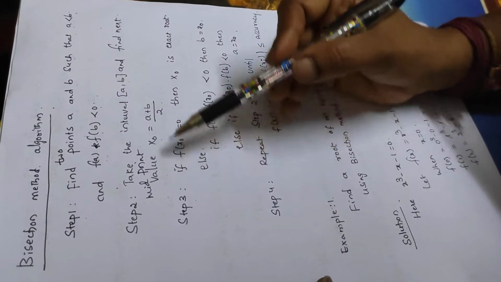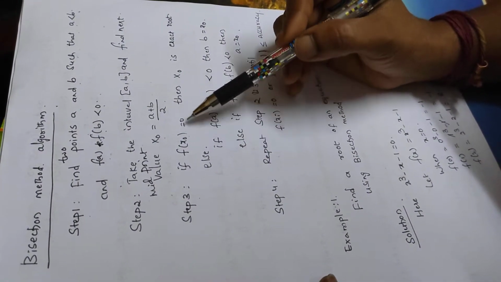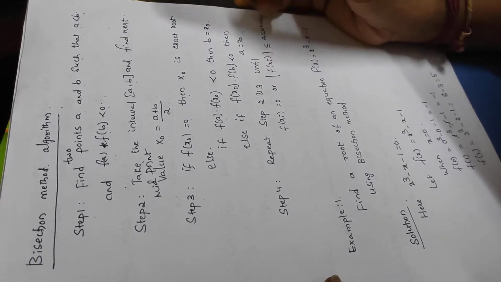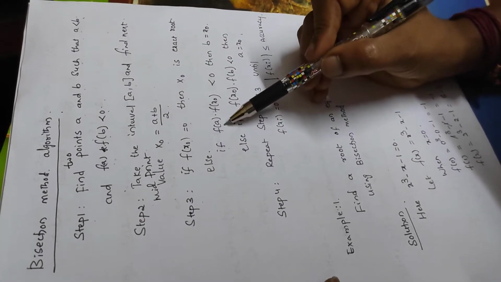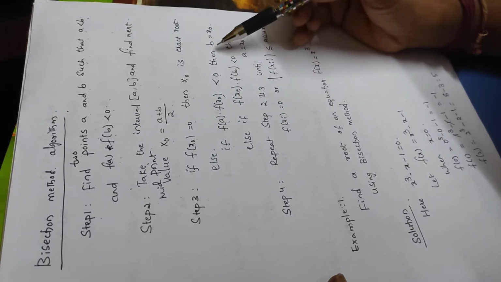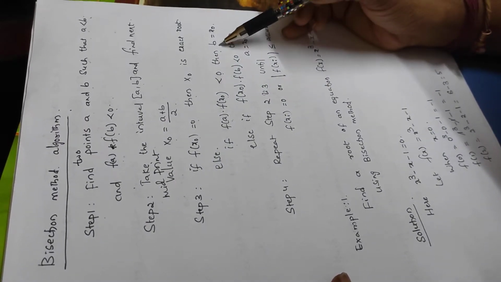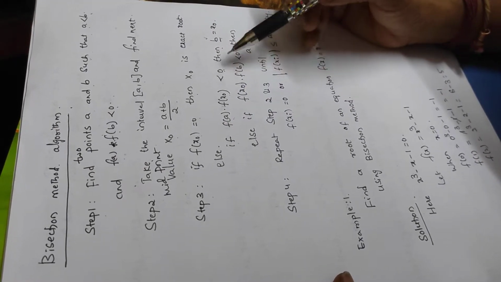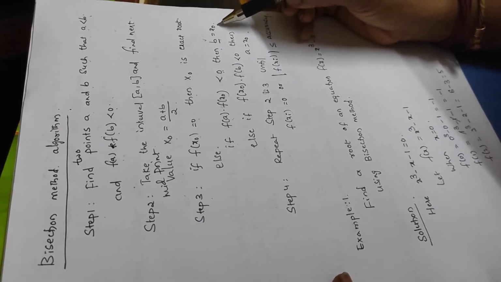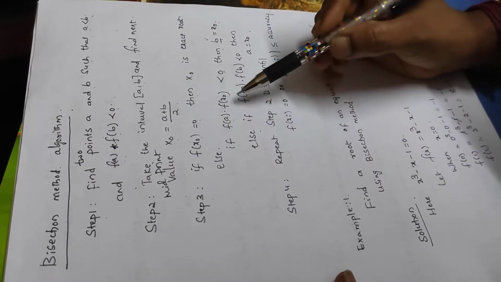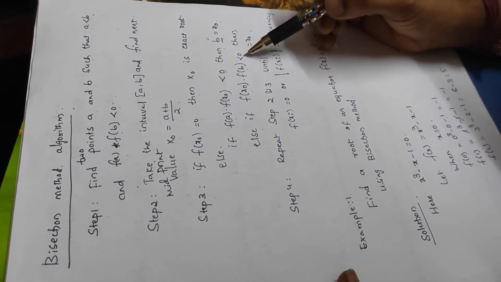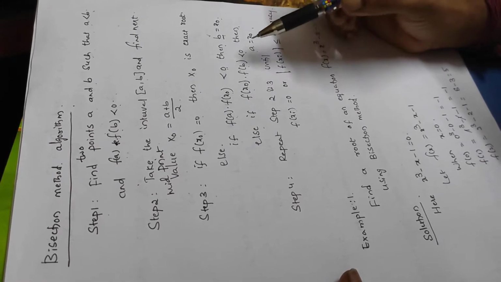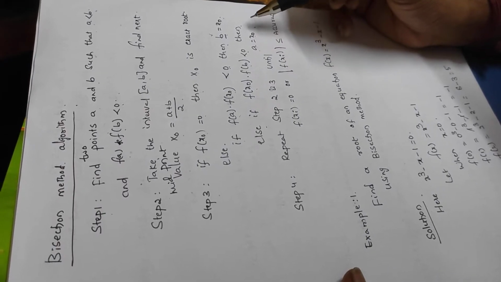In step 3, you check if f(x0) is 0. If it is, then x0 is your exact root. Else if f(a) times f(x0) is less than 0, then x0 is exchanged with b. For the next iteration, a and x0 will be your interval, and b becomes x0. Otherwise, if f(x0) times f(b) is less than 0, then simply exchange a with x0, and the root lies between x0 and b.